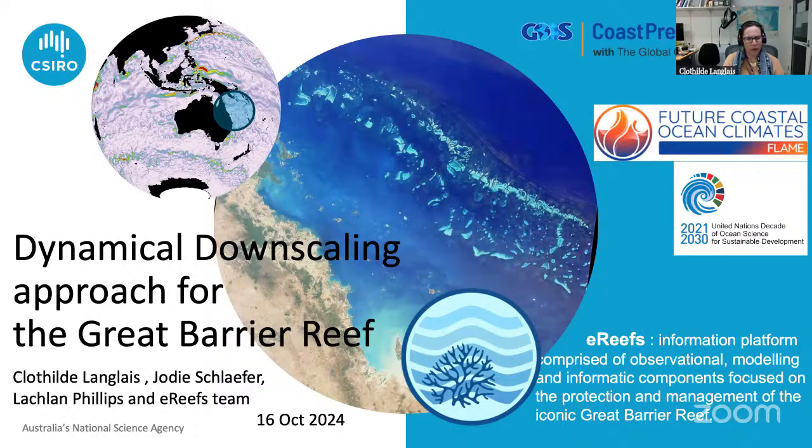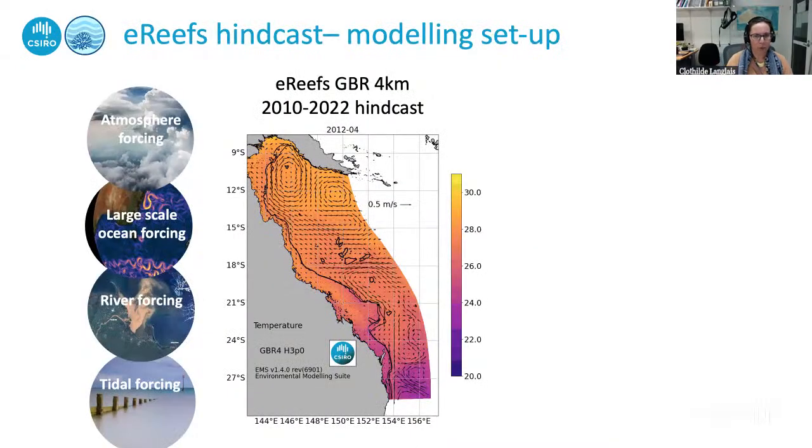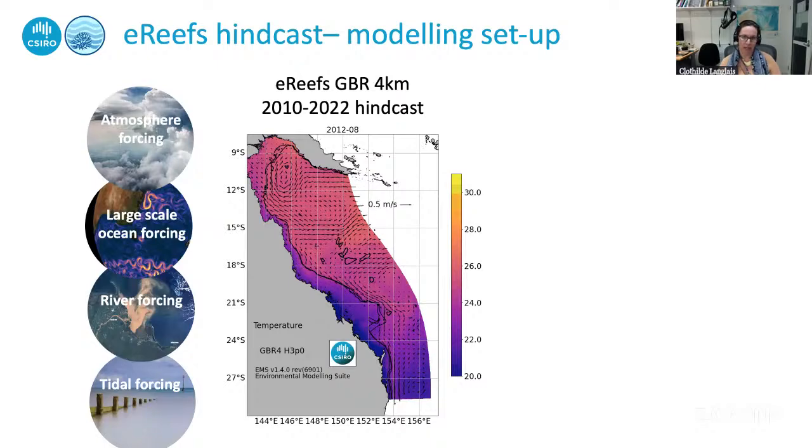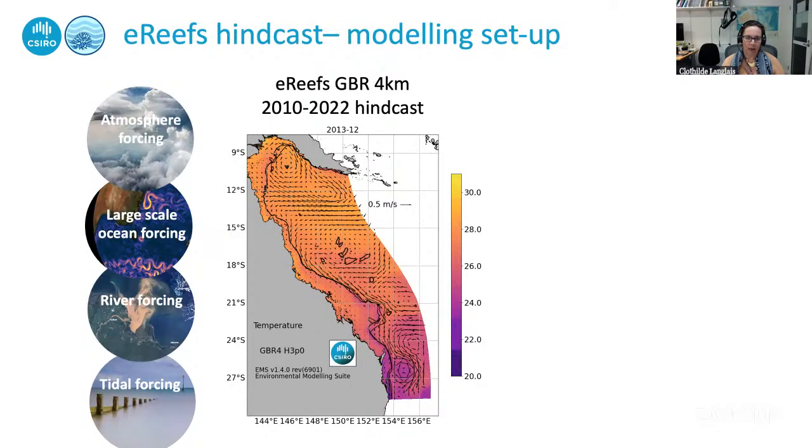So before I go into the downscaling, I'd just like to step back for one slide about what the ERIF system is. And that's our modeling setup there. We've got a 4-kilometer grid, covering part of the Coral Sea and also most of the Great Barrier Reef and the shelf area. To drive this hydrodynamical model, we need atmospheric forcing, open ocean forcing, river forcing, and tidal forcing.